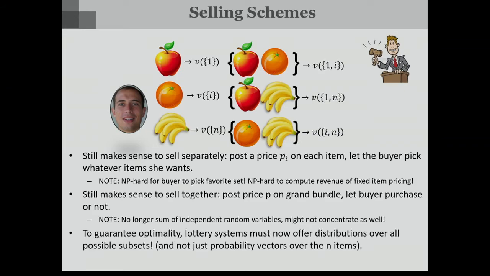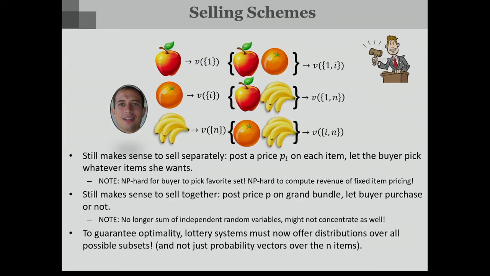Okay, so it still makes sense to sell separately in this setting. You can still post a price on each item and tell the buyer, pick whatever you want. And something that's funny here is that now it's actually NP hard just for the buyer to pick his favorite set. And it's also NP hard just to compute the revenue of a fixed item pricing. So these are barriers that somehow we're going to have to overcome.